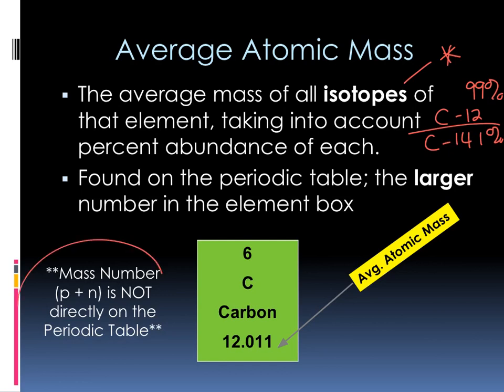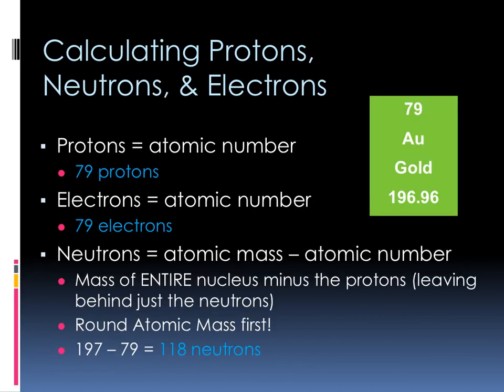And I put a note over here that the mass number, which is protons plus neutrons, which we'll talk about in a minute, is not directly found on the periodic table because mass number is exactly protons plus neutrons for a specific atom. Mass number is specific to an atom, okay, or to an isotope, whereas average atomic mass is specific to that element, okay?